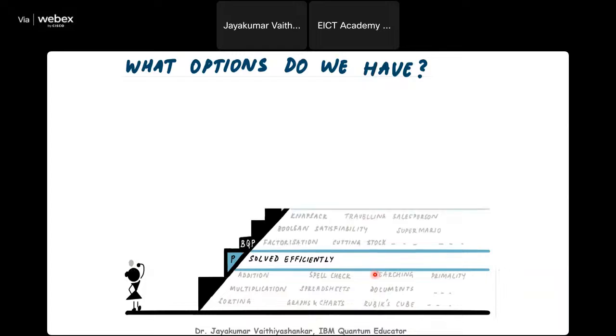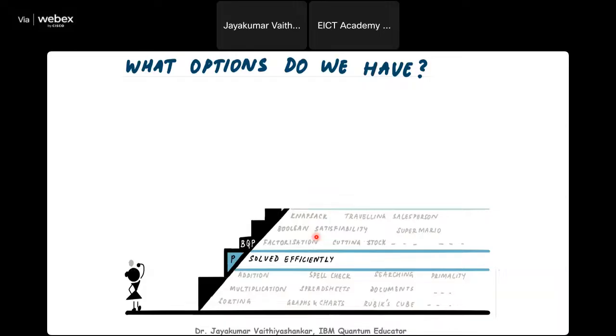Some problems are called BQP, bounded-error quantum polynomial. This is the new classification we have in computational theory. Even computer science faculty or IT faculty have never heard about this, because it belongs to quantum.